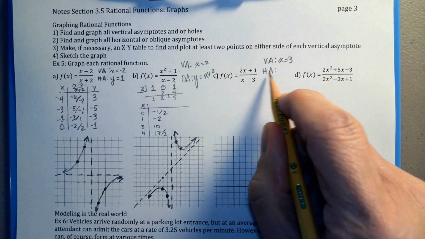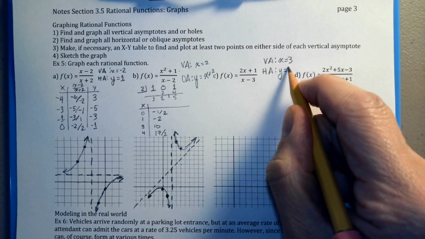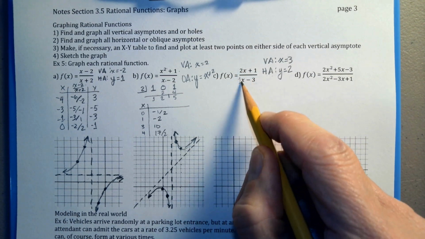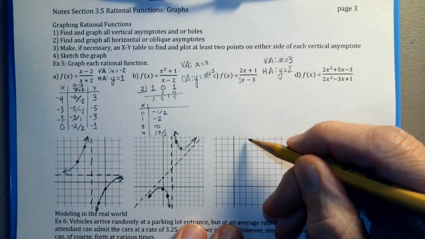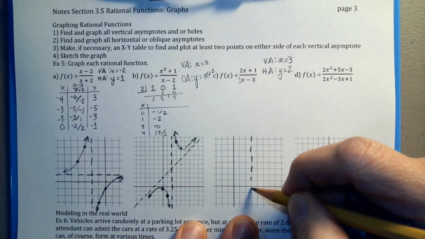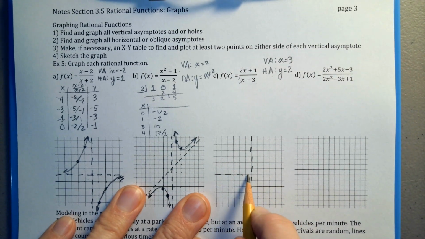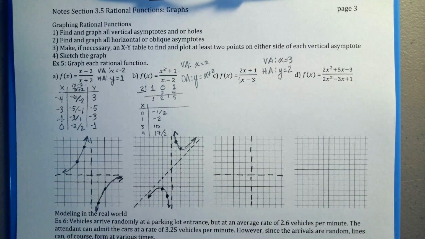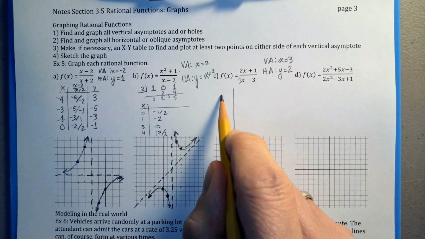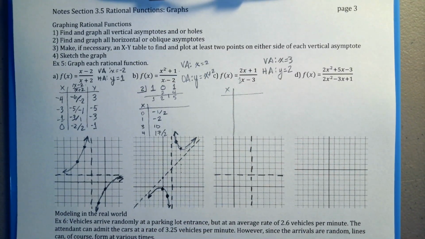All right, and then the horizontal, that's going to be y equals 2. Remember, the degrees are the same, so it's the ratio of the coefficients, 2 over 1, or 2. All right, let's draw those in. x equals 3, that's here, and y equals 2, that's here. All right, and so we'll just make a table. Again, right now, think about what 4 x values you're plugging into the table.